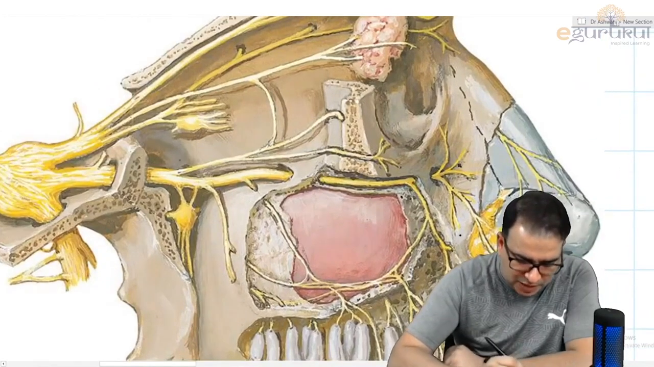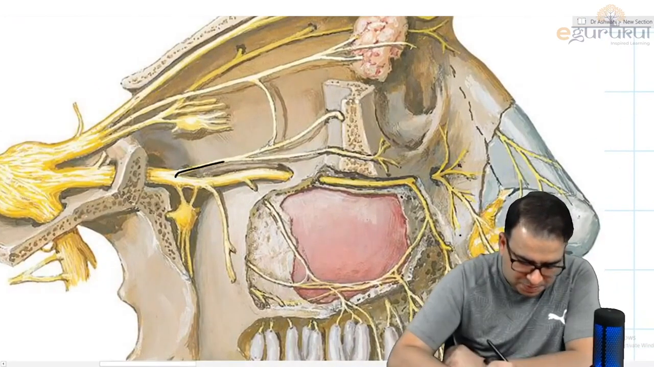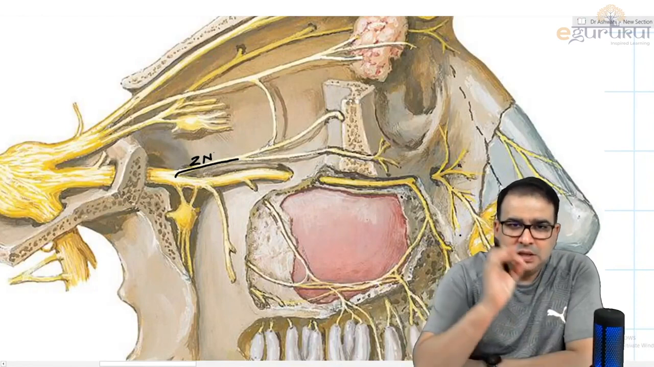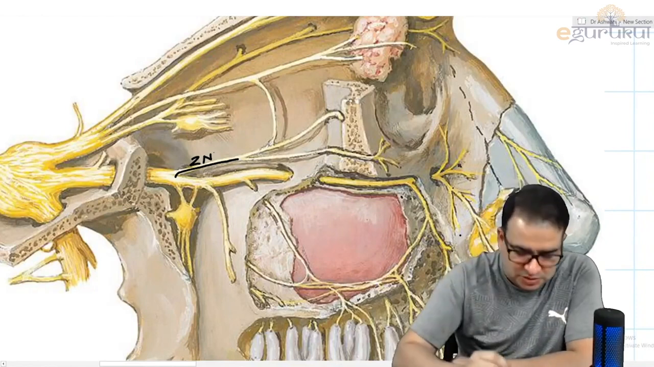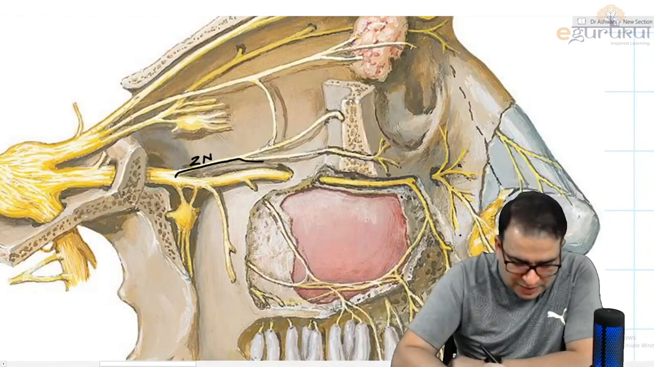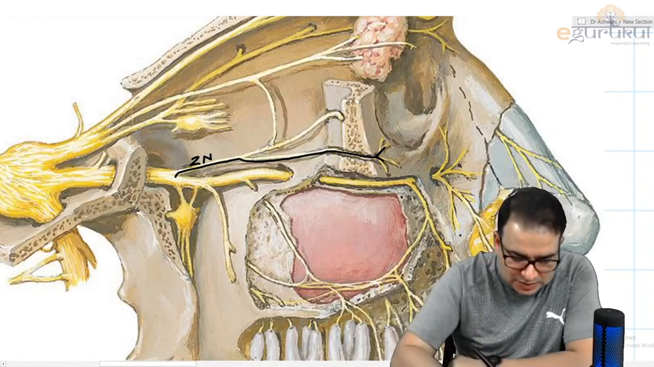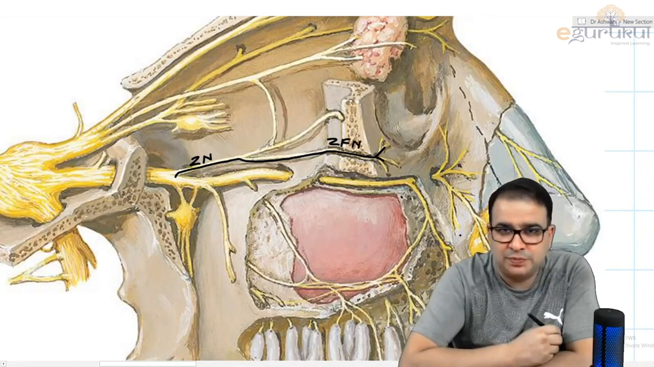Now, can you see a branch coming from the maxillary nerve here? This nerve is called the zygomatic nerve. Pehle suno usko. That's called the zygomatic branch or zygomatic nerve. This zygomatic nerve has two divisions. One is called zygomaticofacial, which will come through the zygomatic bone onto the face and supply the skin. Again, another nerve. That is the zygomaticofacial nerve.